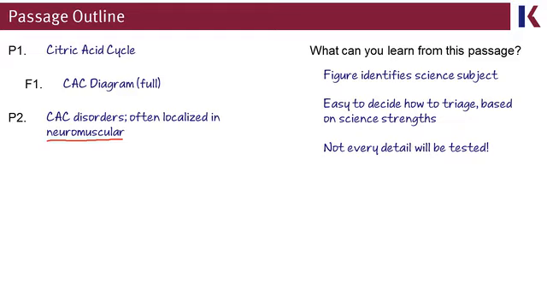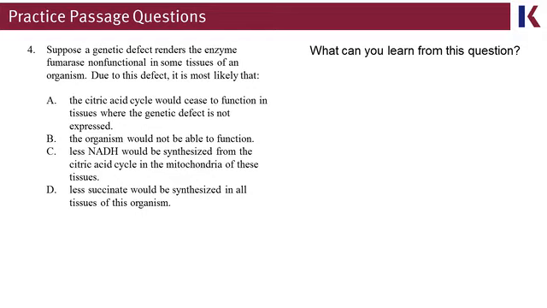That's why attacking passages on the science section is so much about looking for structure and the big ideas so that you can just go back to the passage later and find the details you need. Let's hit the questions then. Question 4 takes the general case of the last paragraph of the passage, those genetic defects, and says specifically, what if a genetic defect messed up fumarase?